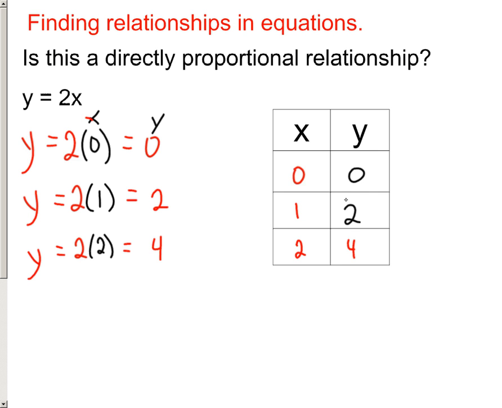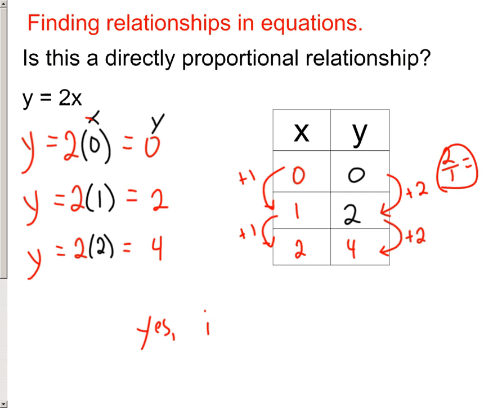And now that we have a table, we can go through and check to see if it's directly proportional or not. This one goes up by 2, and this one goes up by 1. So our ratio of change, or our slope, is 2 over 1. And again, we see that it went up by 2 again, so plus 2, and it went up by 1, so plus 1. So 2 over 1 again. Yes, it's proportional.